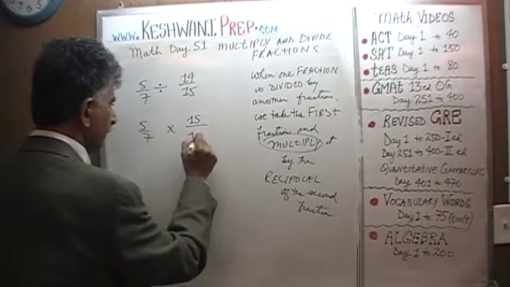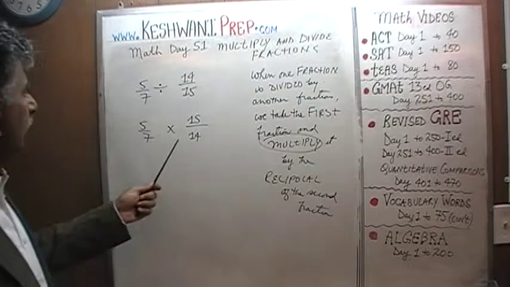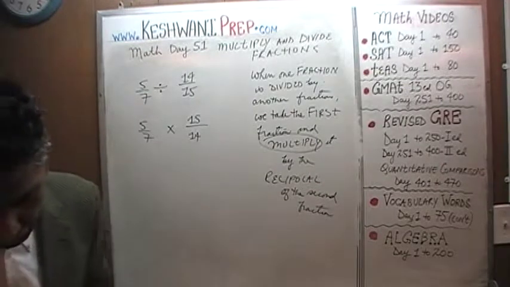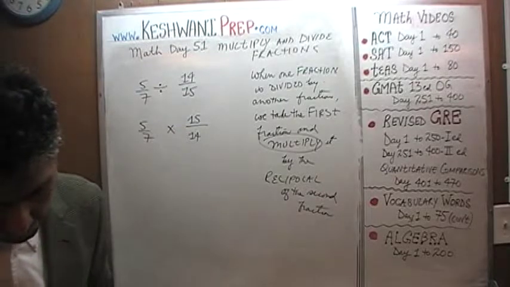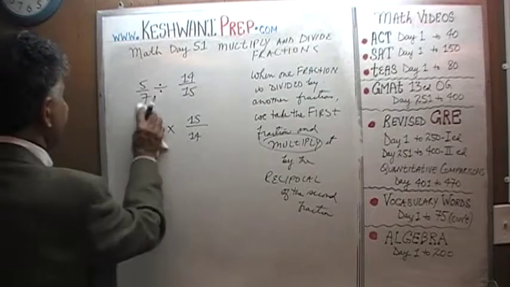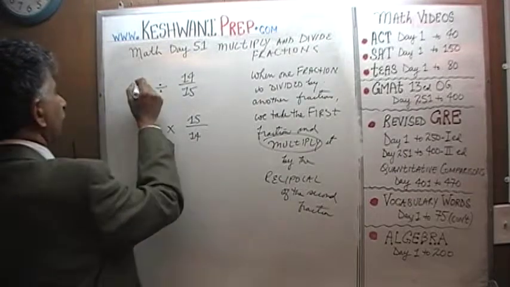15 over 14. Something has gone wrong, or perhaps not. 15 over 14. Oh, sorry, this is not 5 7ths, this is 7 5ths.